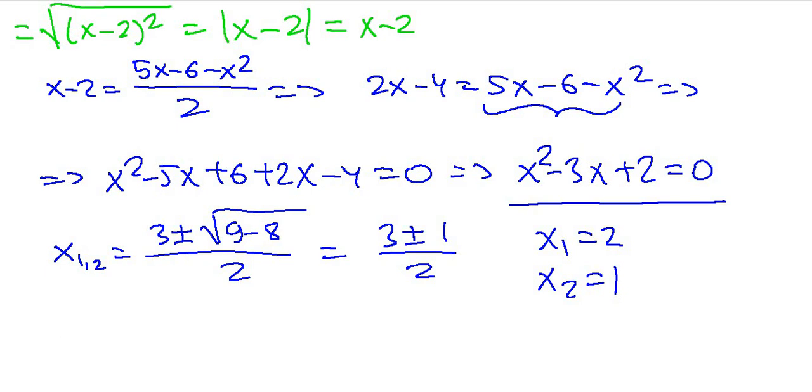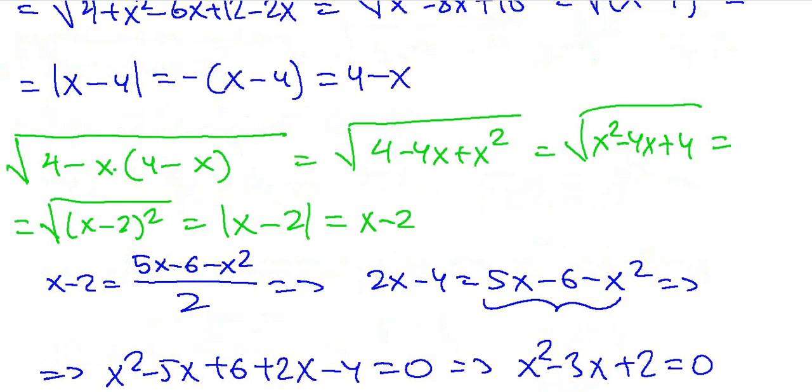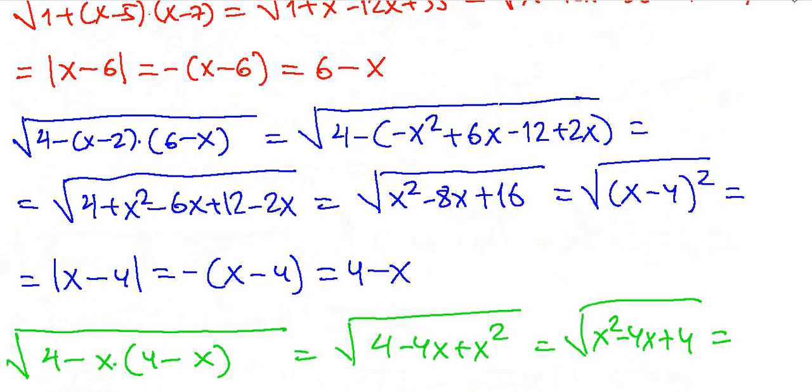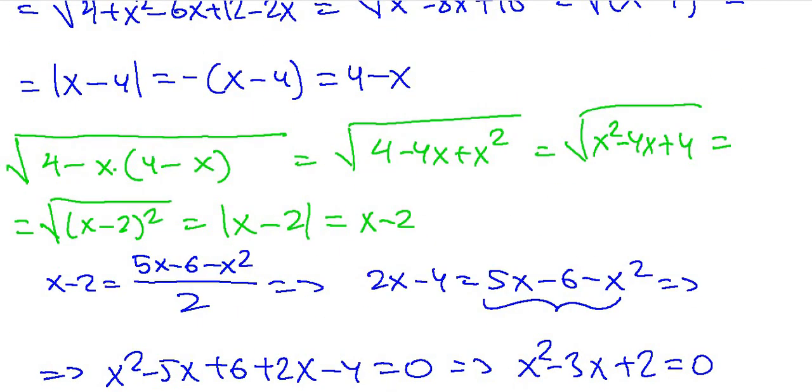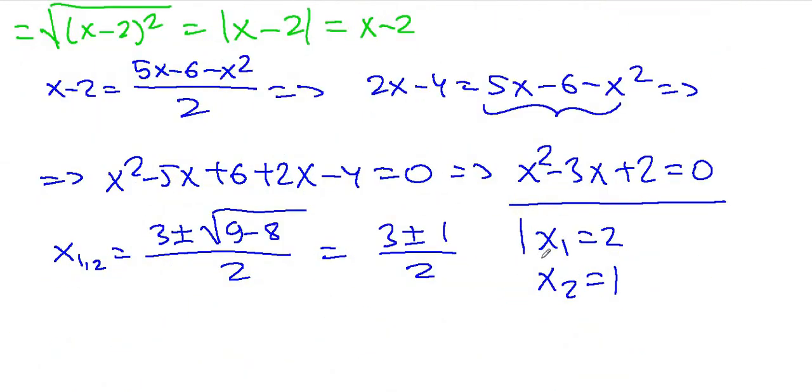But we cannot take both roots. According to our domain, x lies between 2 and 3, or x must be greater or equal than 2 but less or equal than 3. And of the two roots we have to choose the one that satisfies our domain. So this is our final answer.